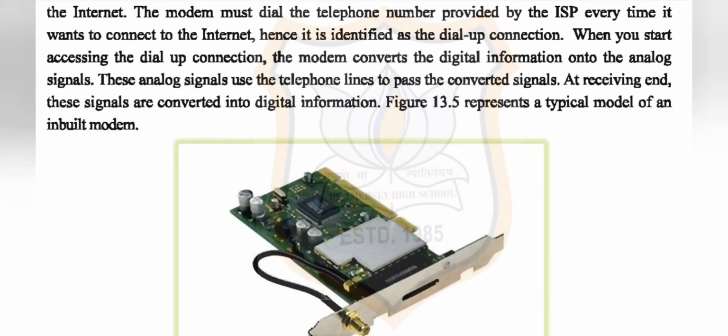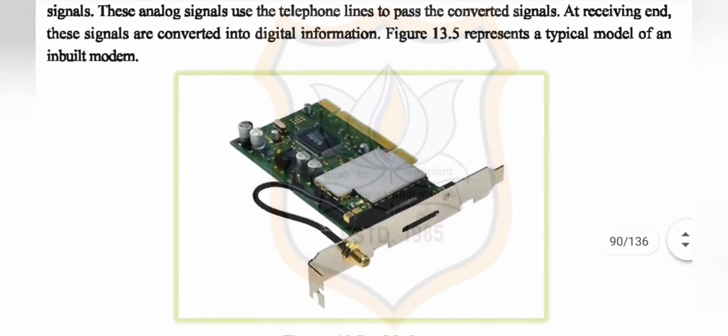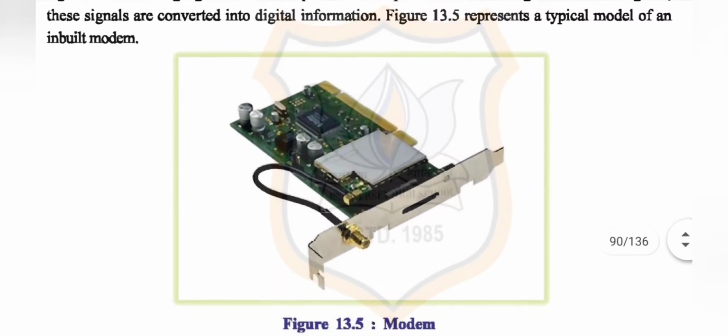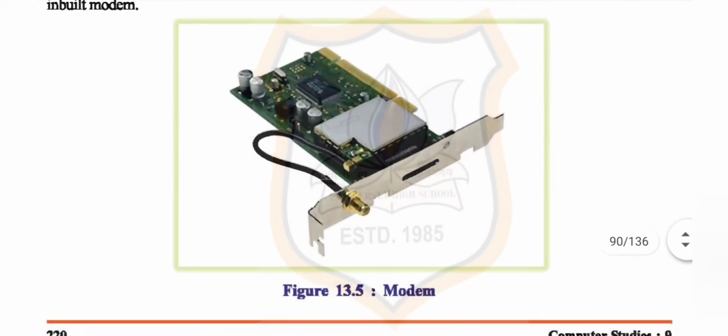When you start accessing the dial-up connection, the modem converts the digital information onto the analog signals. These analog signals use the telephone lines to pass the converted signals. At receiving end, these signals are converted into digital information. Figure 13.5 represents a typical model of an inbuilt modem.